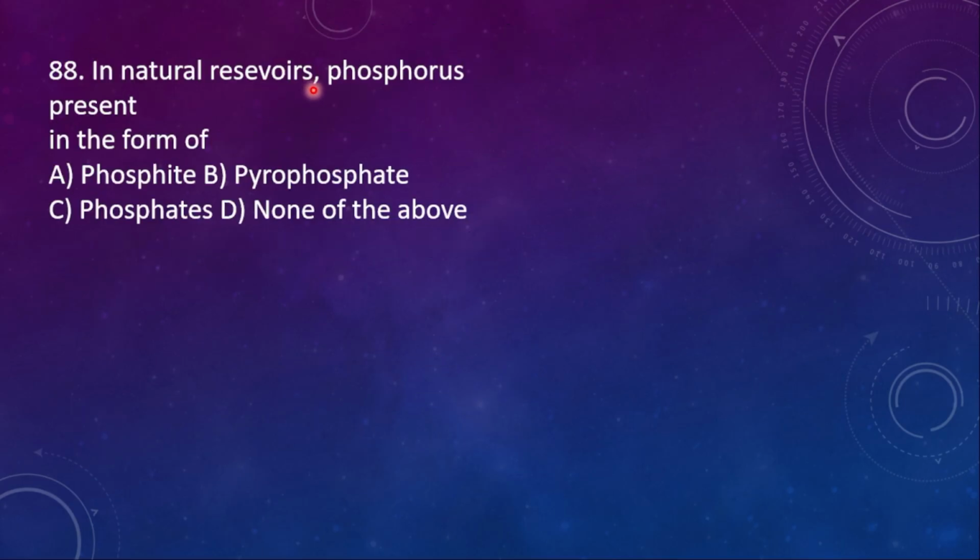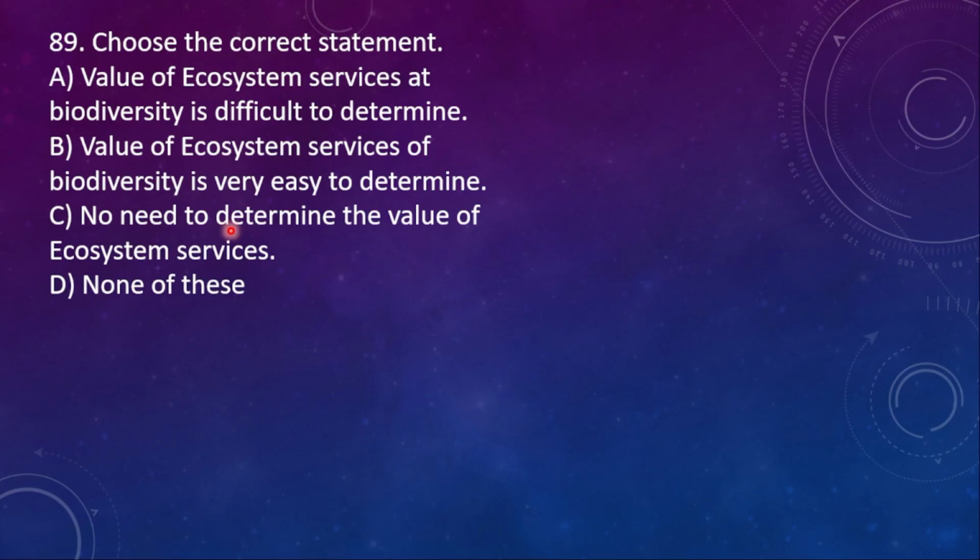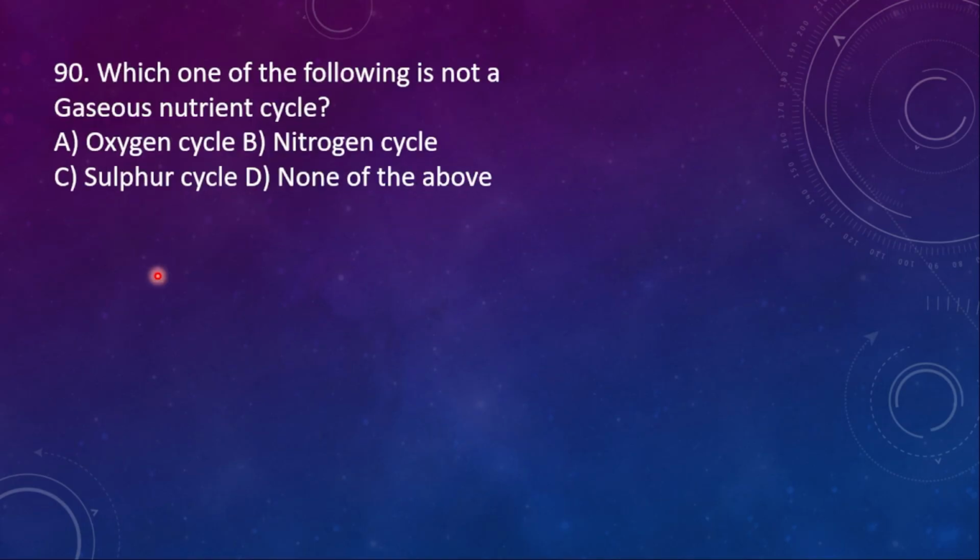88. In natural reservoir, phosphorus is present in the form of phosphite, pyrophosphate, phosphate, none of above. So here the right option is C. 89. Choose the correct statement. A. Value of ecosystem services of biodiversity is difficult to determine. B. Value of ecosystem service of biodiversity is very easy to determine. C. No need to determine the value of ecosystem service. So here the right option is A itself.